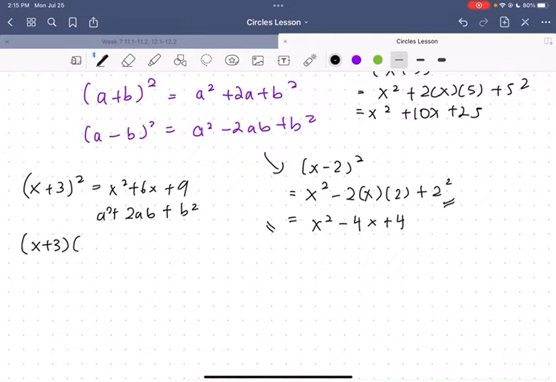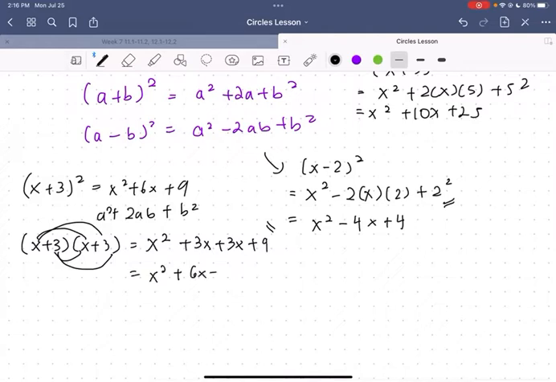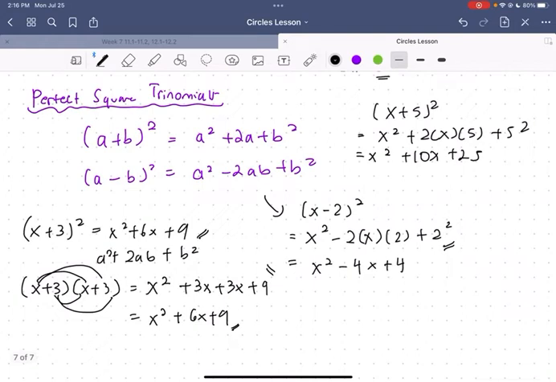x plus 3 times x plus 3. So first, the x squared, outer is 3x, inner is also 3x, and last is 9. What do you get? x squared plus 6x plus 9, which is exactly what we just figured out, but you consume much less time. You don't take as much time trying to do that, so I would recommend that you try to remember this.